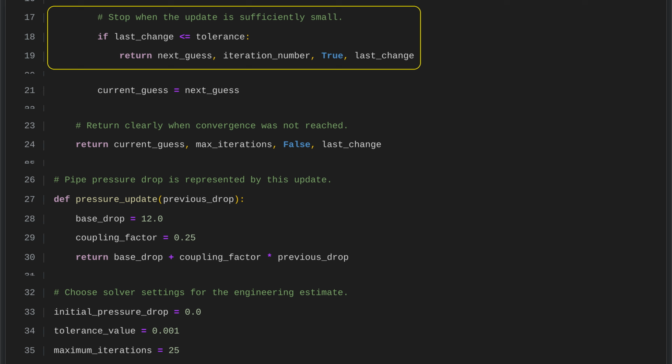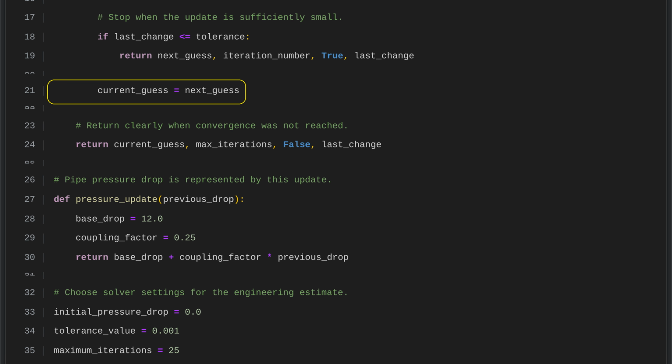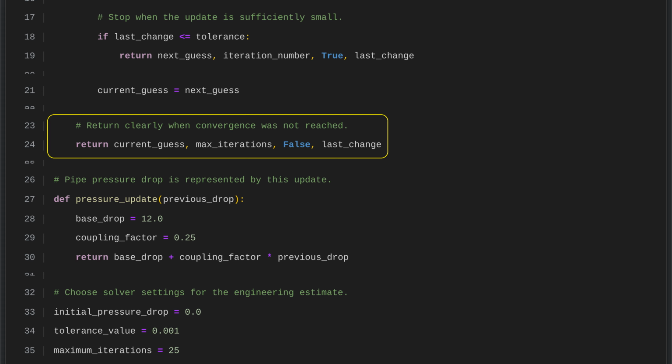This code checks whether the solution has converged by comparing the current guess with the previous one. If the change is within the allowed tolerance, the solution is considered stable. The function then returns the current guess, the number of iterations used, a convergence indicator, and the size of the final change. This step replaces the current estimate with the next one, so the iterative method can keep improving the solution. Each pass then uses the most recent estimate, helping the process move closer to convergence.